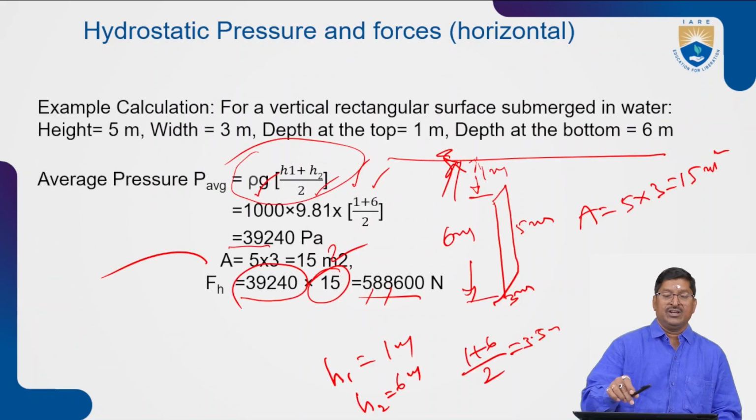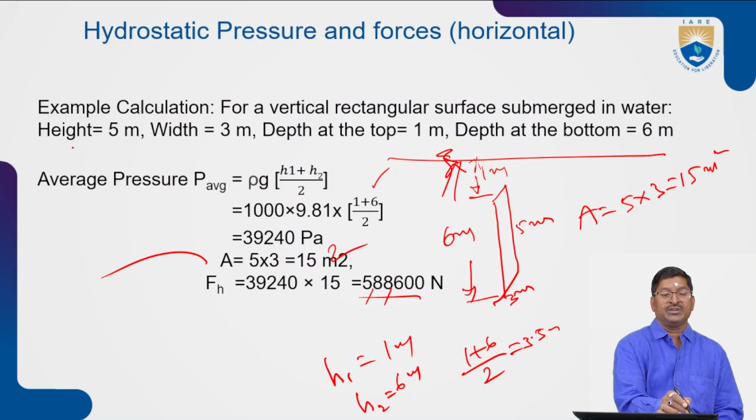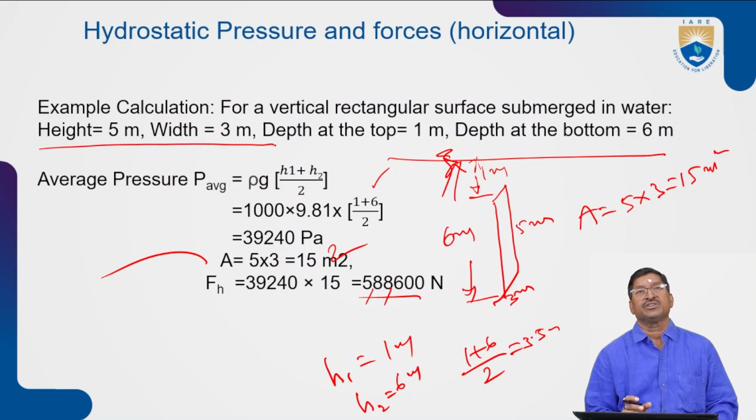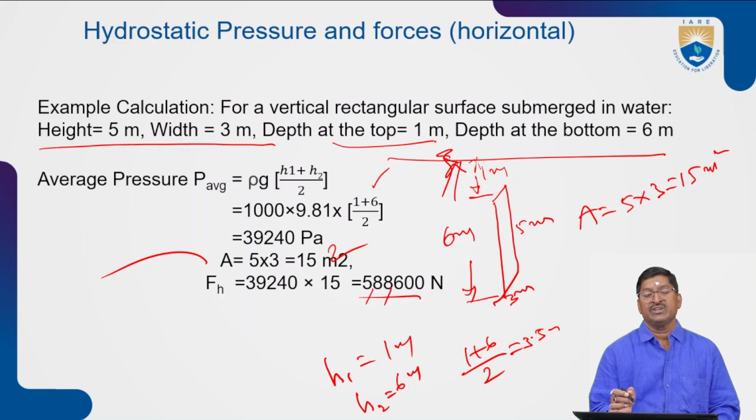So you can see one small problem here. It is a rectangular surface. Height is 5 meters, width is 3 meters, that means the area is 5 into 3, 15 meters square. The top is at a depth of 1 meter below the fluid surface, and the bottom of the surface is 6 meters below the fluid surface.